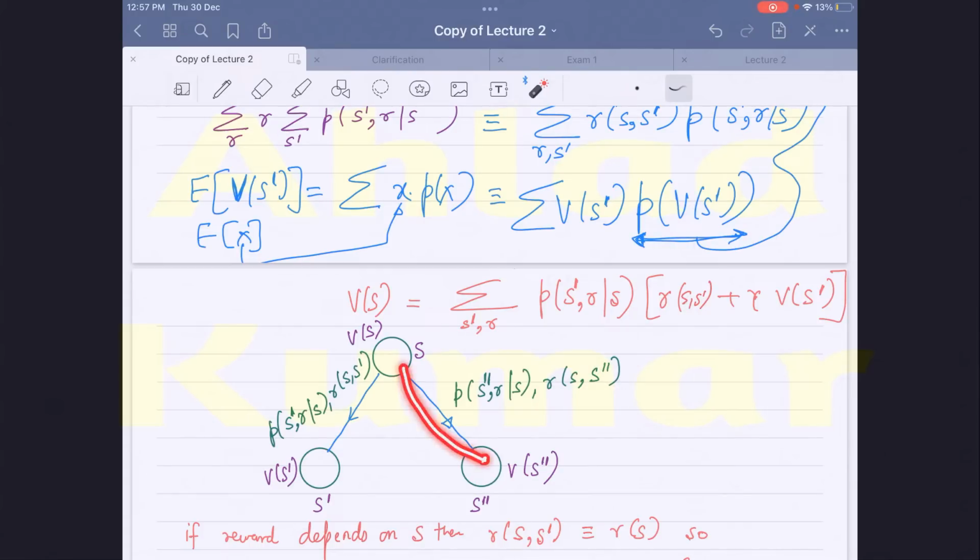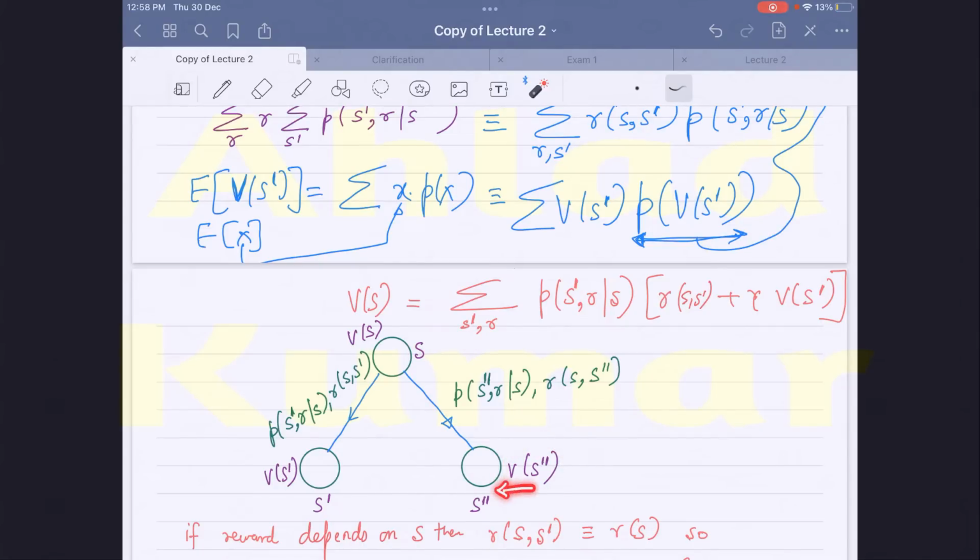Because you are moving from S to S double prime, the reward corresponding to that is here, and similarly the reward which is in between S and S prime is here. So now if we want to calculate the expectation of this node S, that will be given by the transition probability between the node S and S prime, S double prime, times the value of this node.